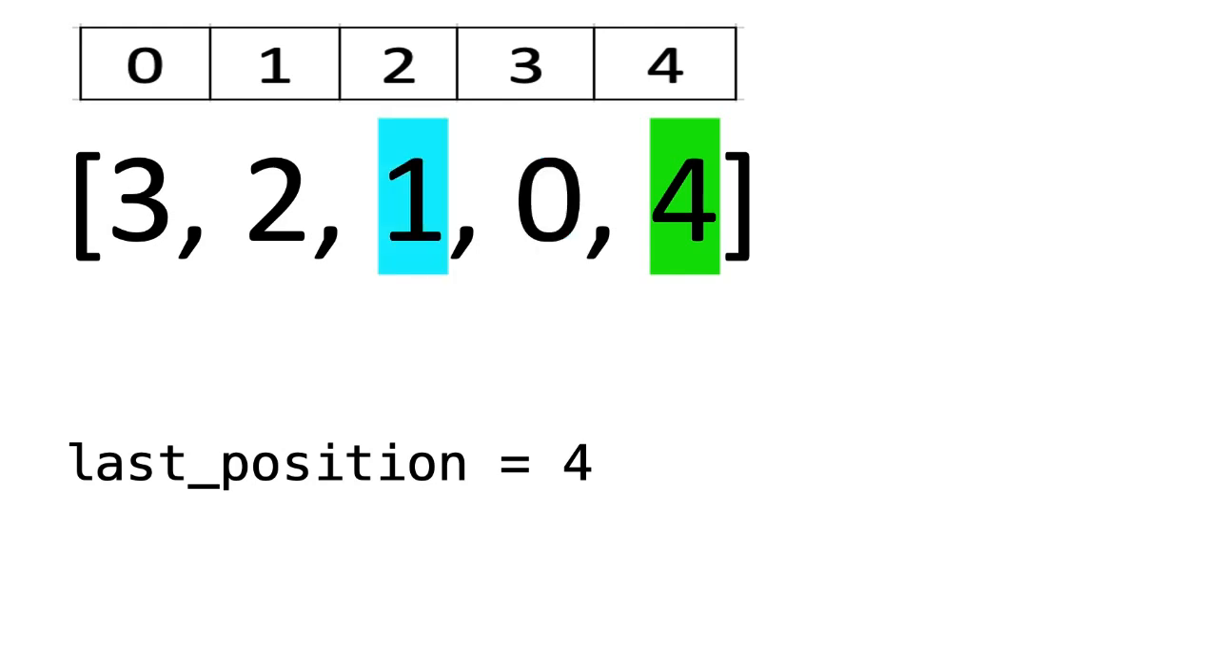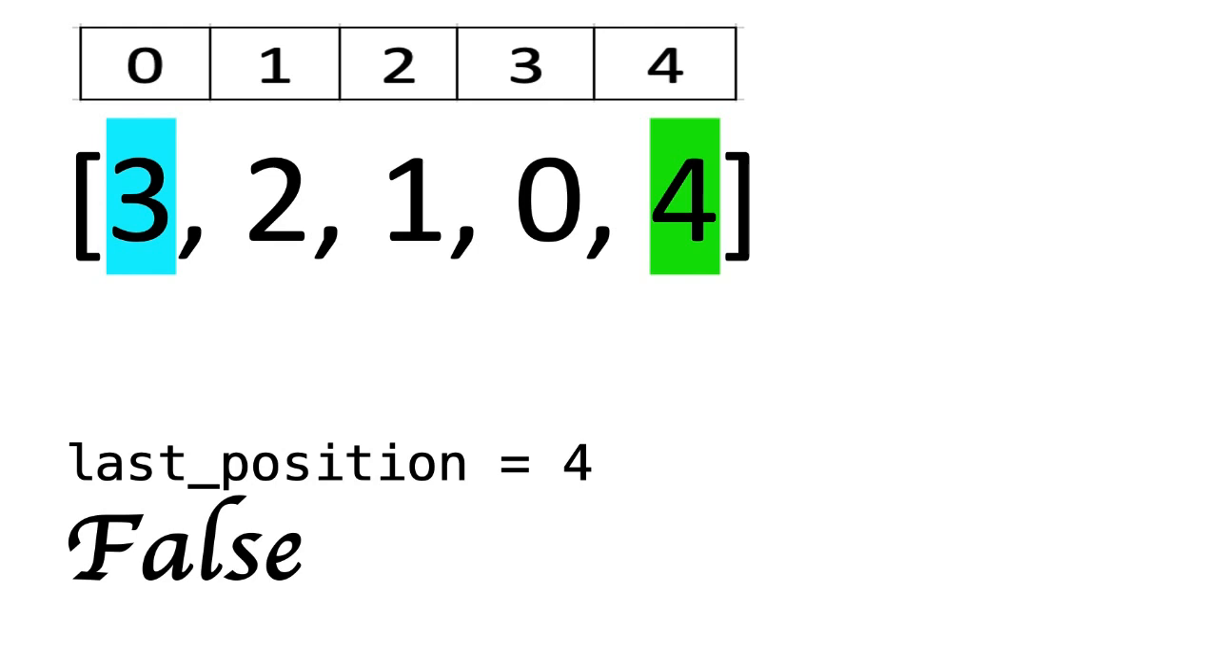Now we will calculate if 2 plus 1 is greater than or equal to 4, which is false. So we will not change the last position and we will iterate to the next element, which is 2. From 2, we will calculate if 1 plus 2 is greater than or equal to 4, which is false. So we will not change the last position and we will iterate to the next element, which is 3. From 3, we will calculate if 3 plus 0 is greater than or equal to 4, which is not true. So our last position remains 4. Since our last position is not 0, we will not be able to traverse to the last position. So we will return false.